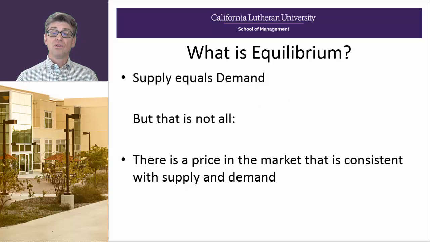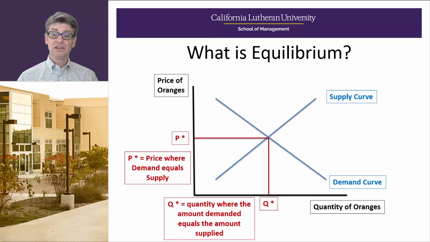All right, so what is equilibrium? It's where supply equals demand. Everybody's probably heard this, but that's not all. Just a little added thing here that's intuitive, I think. There's a price in the market that's consistent with the quantity being supplied as well as the quantity being demanded. So those things help us draw a chart like this. Probably everybody's seen this chart.